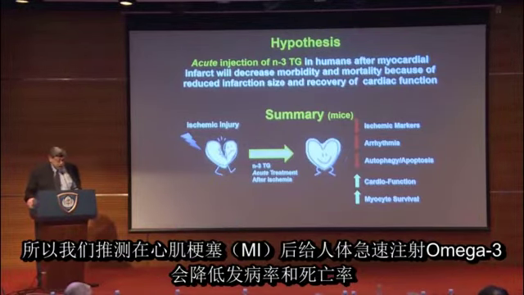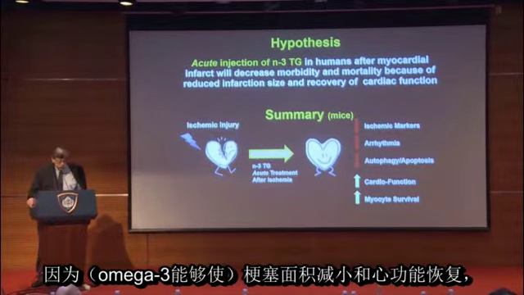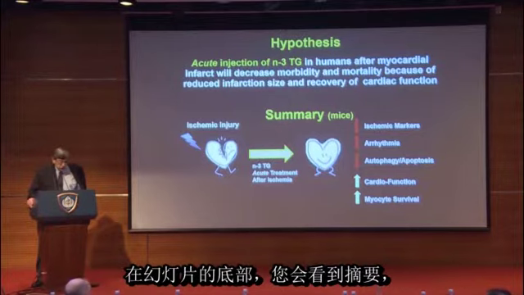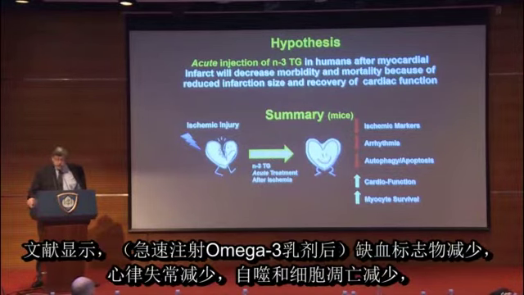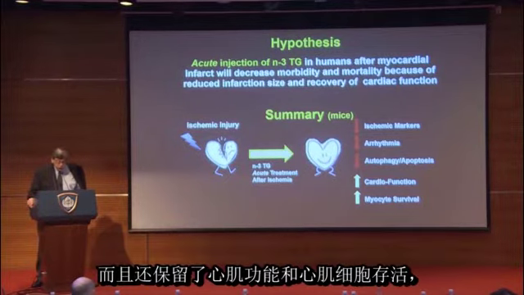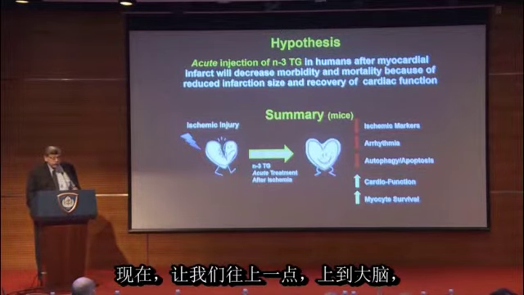So we hypothesize that acute injection of omega-3 in humans after MI will decrease morbidity and mortality because of reduced infarction size and recovery of cardiac function. And at the bottom of the slide, you see the summary, which we've actually published, where we show decreases in ischemic markers, decreased arrhythmias, decreases in autophagy and apoptosis, but we preserve myocardial function and myocyte survival. Now, let's go a little higher. We can go up to the brain.